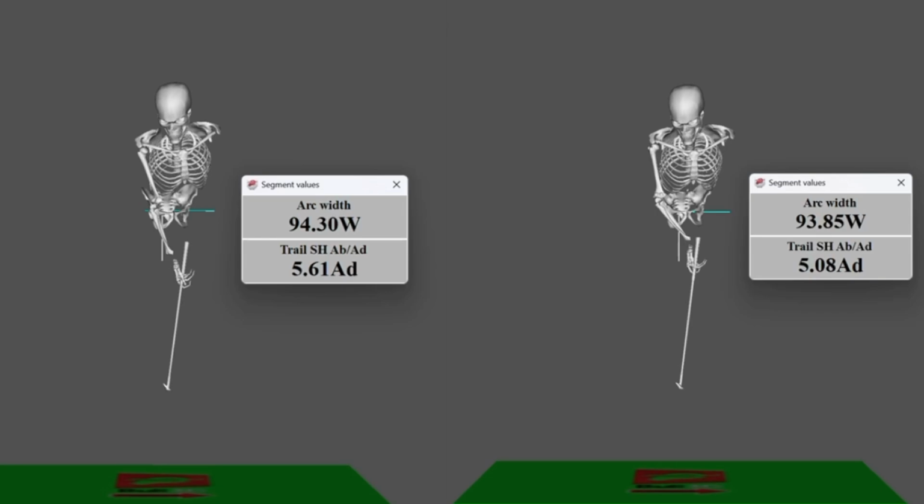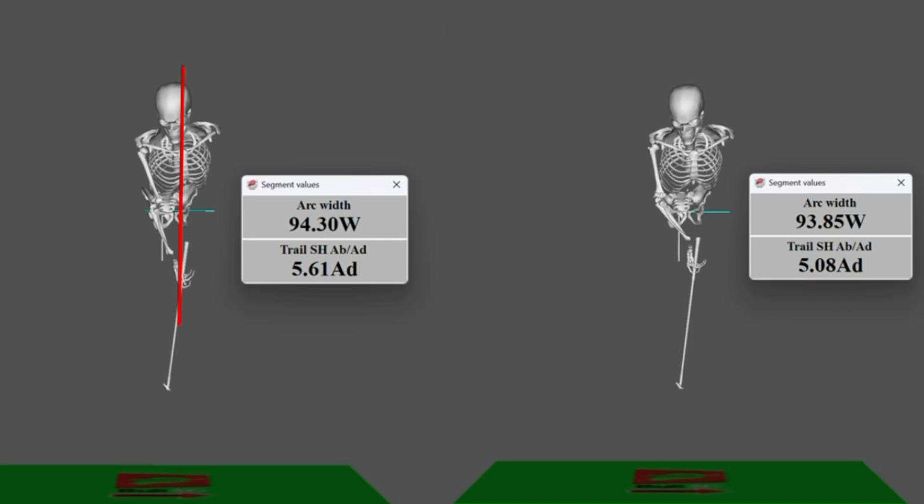So when we're looking at it, we've got 2 values we're going to look at. Number 1 is the arc width. That's the distance between the mid-hands point and the middle of the chest of the player. The second one we're going to look at is the trail shoulder, SH is shoulder. And we're looking at the AB, which is abduction, and the AD, which is adduction.